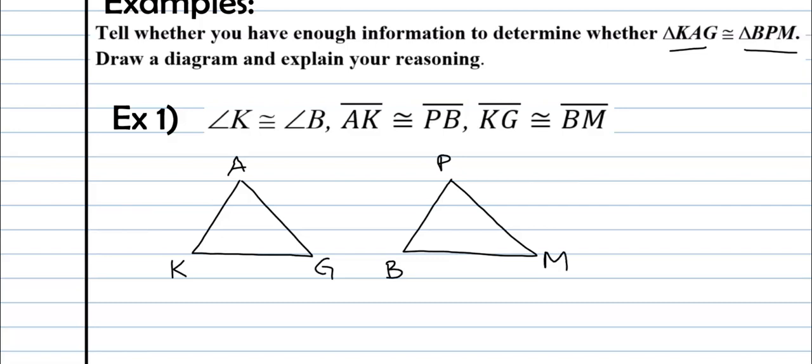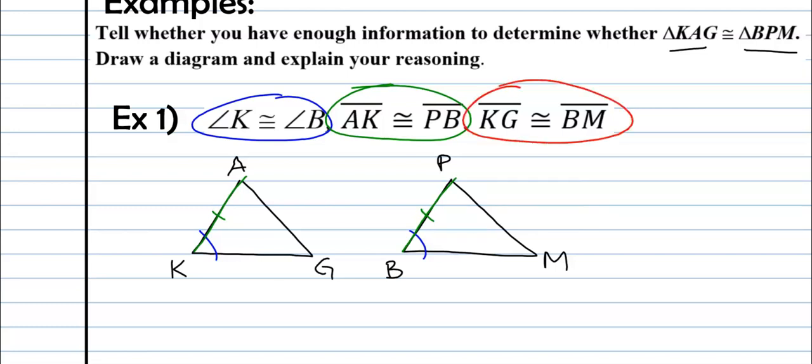Okay, then I'm just going to use this given information, and I'm going to kind of color code it here. Angle K is congruent to angle B. So I'm going to mark those. K congruent to B. And then side AK, so that's here, that side is congruent to side PB, right here. And then side KG is congruent to side BM. So KG is here, and BM is here.